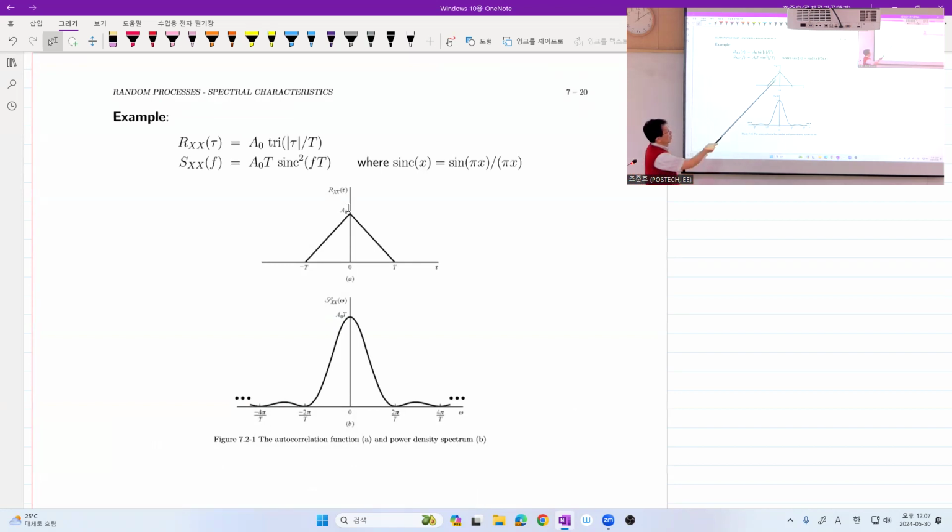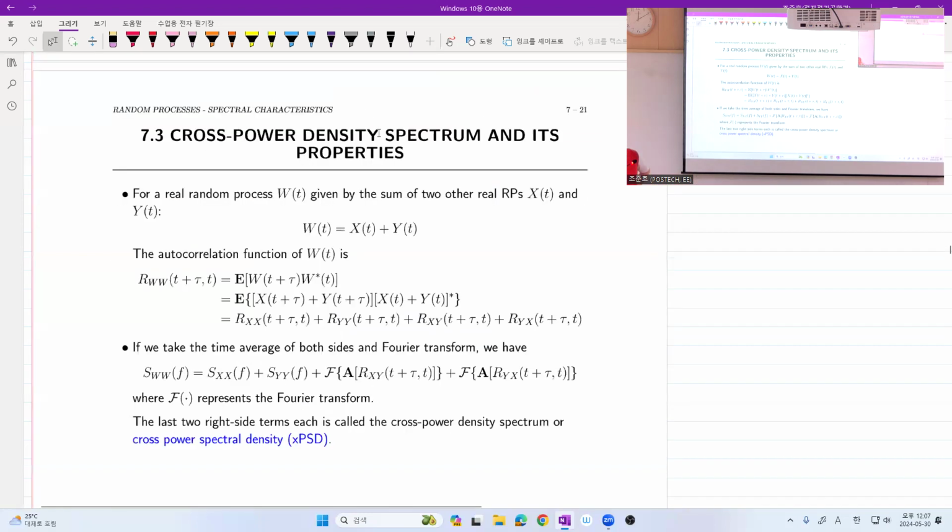And here goes an example. The autocorrelation function is triangular. Then what is its power spectrum? We know that the triangular function is what? The convolution of two identical rectangular pulses. And we know the convolution theorem from signals and systems. In the Fourier transform, the frequency domain, they are multiplied. So a sinc pulse squared is the power spectrum of this random process with triangular autocorrelation.